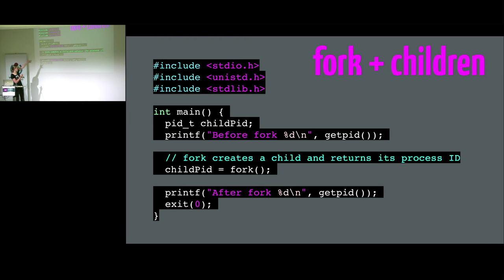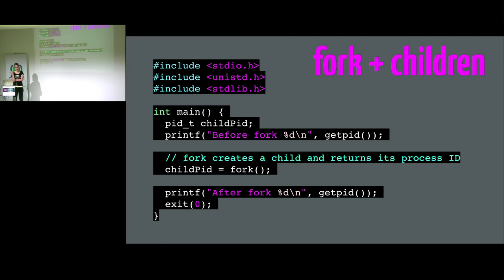So before that, we have one program running, and then after that, we have two programs running, of which one is the parent and one is the child. So fork returns the process ID, and usually it's the parent process ID plus one. So in this example, as he said, we would see the parent running first.